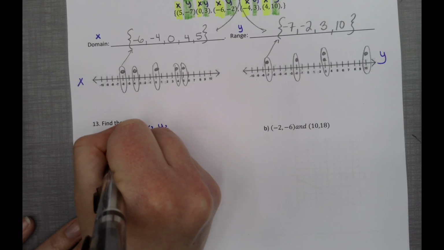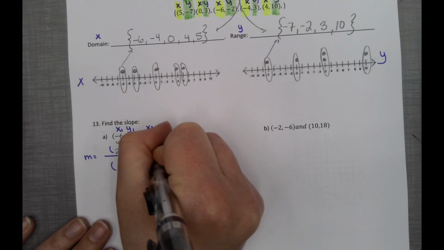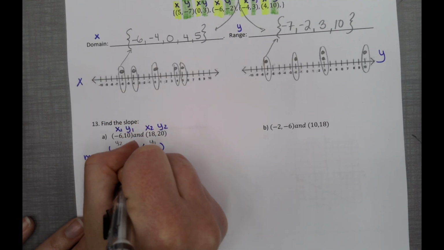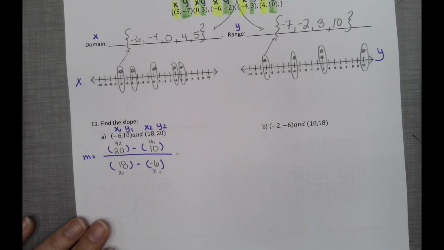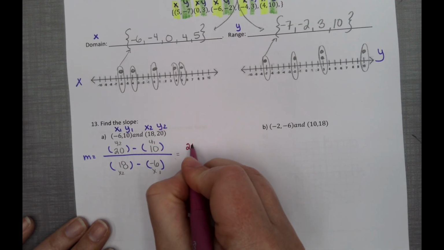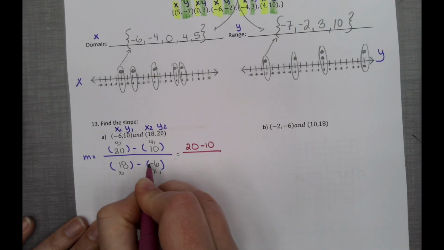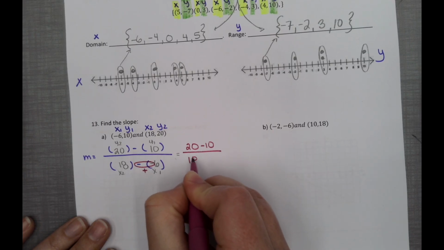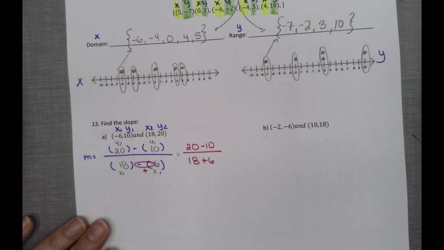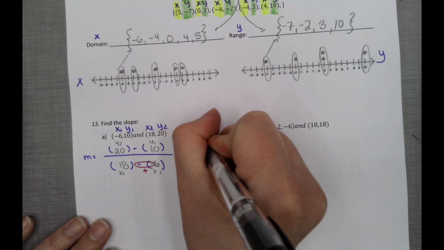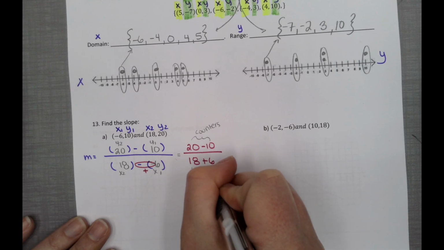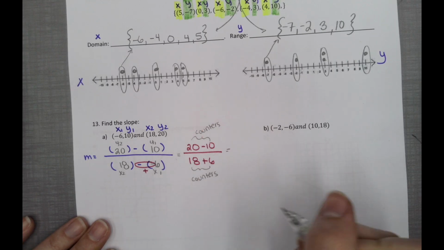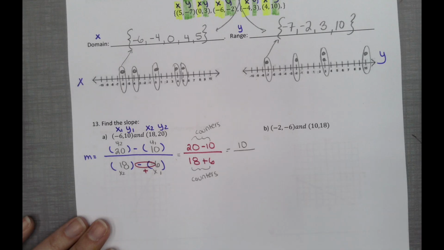So y2 is 20, y1 is 10, x2 is 18, x1 is negative 6. If you have any double negatives, you do want to circle them and fix that. So we get 20 minus 10, no double negatives. Here I do see one, so we got 18 plus 6. Now top and bottom, these are counters. And so we calculate 20 minus 10, that's 10, and 18 plus 6 is 24.